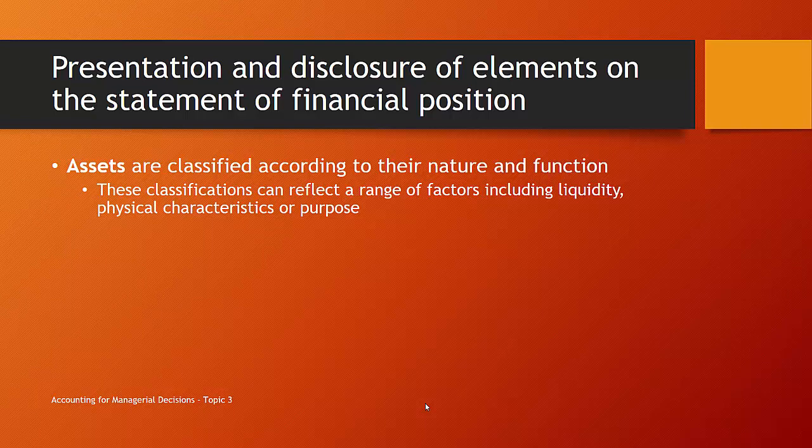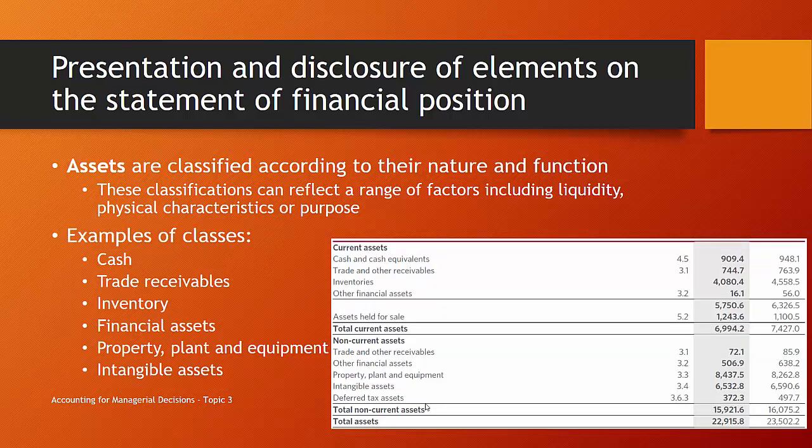Turning to assets, we define them, we classify them. We've already defined assets, but how we classify them is in accordance to their nature and to their function. And the classifications can reflect a whole range of different things. It could be liquidity, it could be actual physical characteristics, it could be purpose. If you look at enough financial reports, you'll see a lot of similar asset types, but this isn't to say that companies can't choose something which is outside the norm, if it reflects what's actually going on and what their business is.